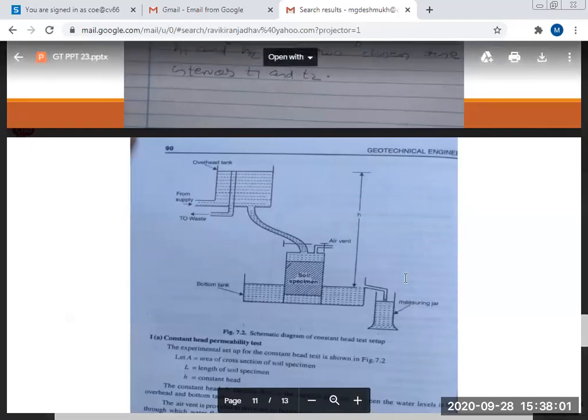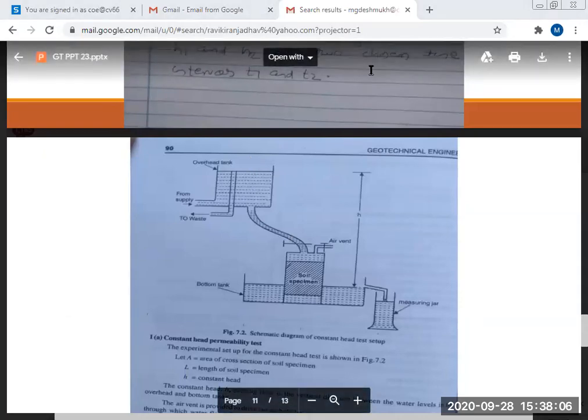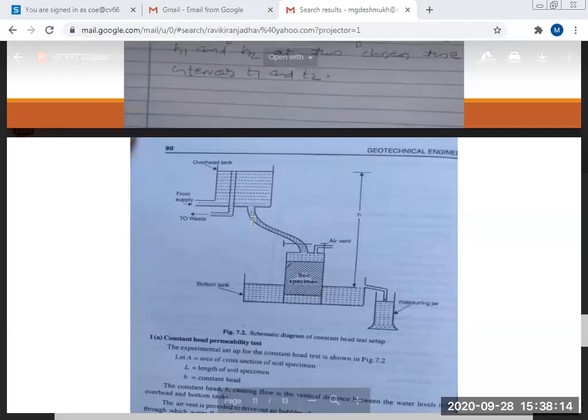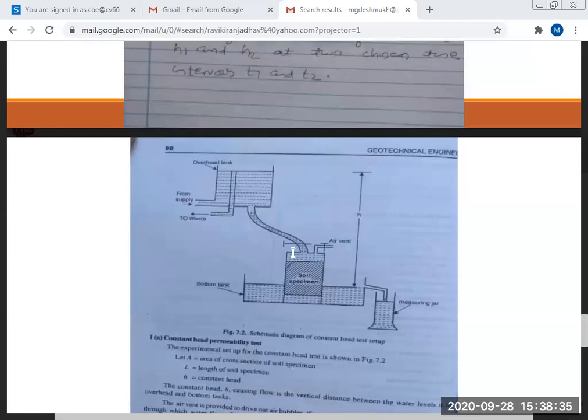What is the setup here? An overhead tank will be there. Overhead tank means it is on the roof of your building. From the overhead tank, a connection will be given in the laboratory. So this is the setup, this is the bottom tank, and the soil specimen is kept in this cylinder. This arrangement you have to make. We don't have this one, I will take this one. The soil specimen whose coefficient of permeability you want to find is kept in this setup, and this is joined with the overhead tank.